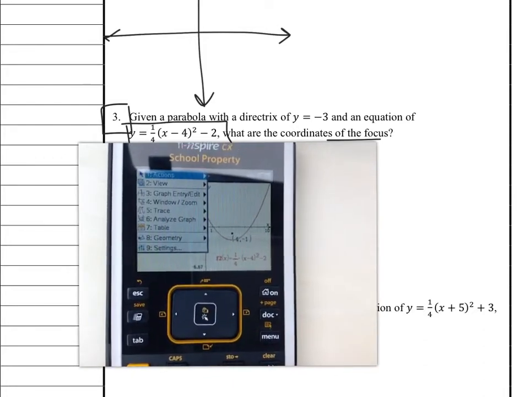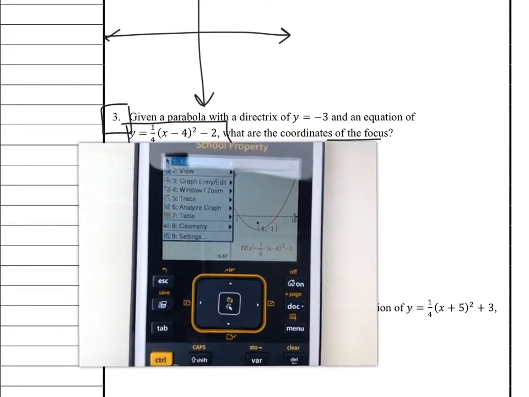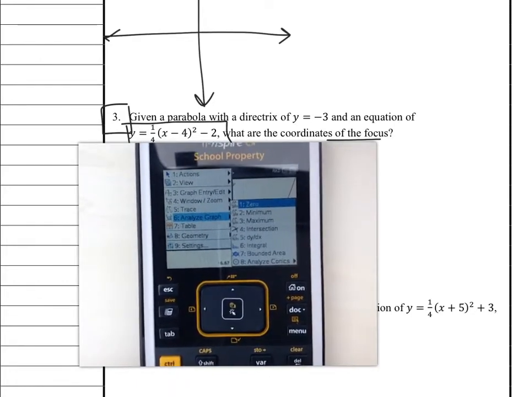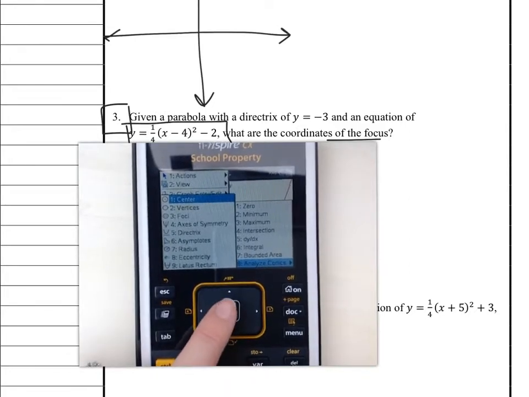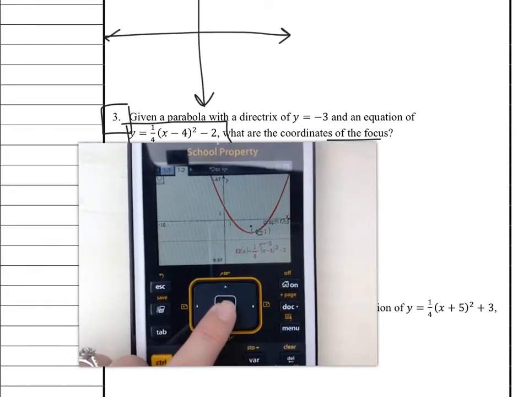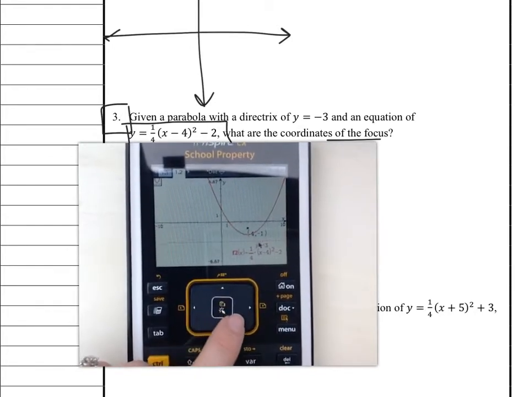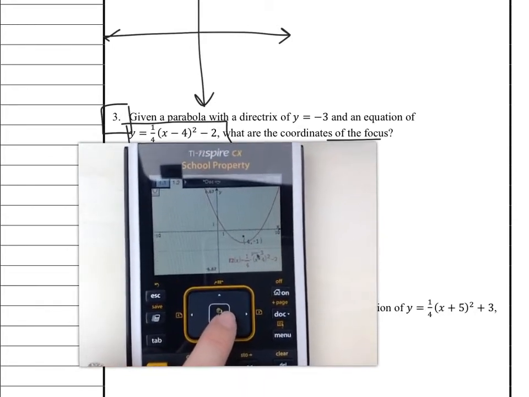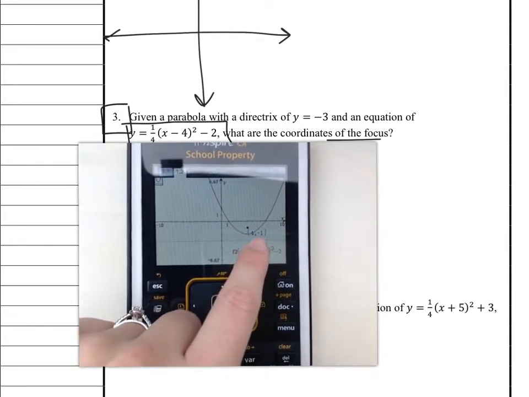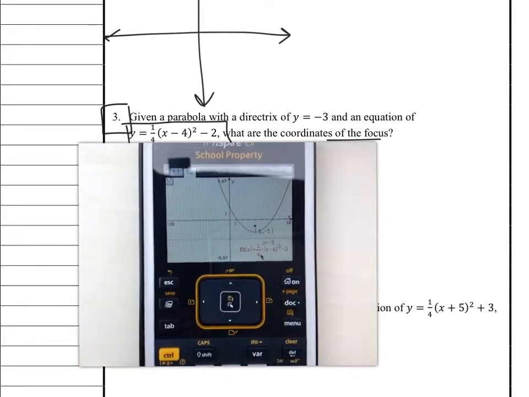And again, if you want to confirm that the directrix is in fact at y equals -3, like the problem states, then you could go to Analyze, Analyze Conics, and then go to Directrix. And beautiful, in fact it is at y equals -3. Okay, so we're going to sketch this and then write our final answer with that (4, -1) for the focus.